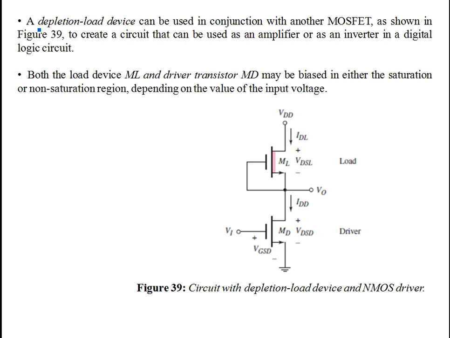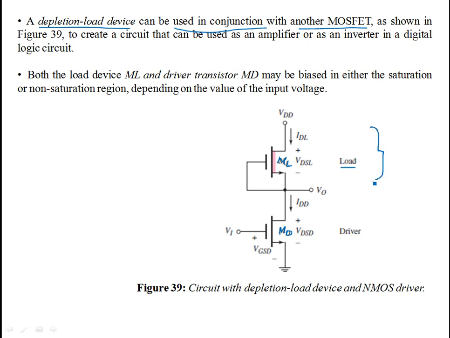So what we are here after is a depletion load device that is going to be used in conjunction with another MOSFET. And you see another MOSFET, call it a driver MOSFET, is not necessarily a depletion mode. It could be an enhancement mode. So for example, over here, this MD is the driver transistor. This is your load transistor, which is simulating or emulating a non-linear resistor. I mean, this is the load.